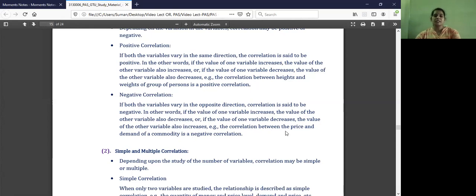Okay, an example is the correlation between price and demand. Price and demand of a commodity is a negative correlation. That means if price is high, then demand will be low. But if price is low, then demand is higher. So this is positive correlation and negative correlation. Remember it: if the variables vary in the same direction, that means positive correlation, and if the variables vary in the opposite direction, that means negative correlation.